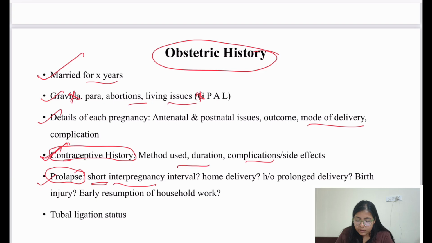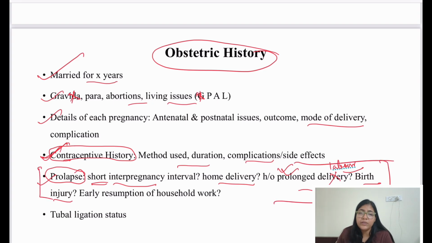Also ask if it was home delivery, if there had been history of prolonged labor, if there was history of any birth injury or any early resumption of household work. Many women who undergo home delivery may resume household work early, so that is a risk factor for prolapse. So in case of a prolapse patient, you have to take this history extra, otherwise in the OBS history you need not be taking this in all other cases.